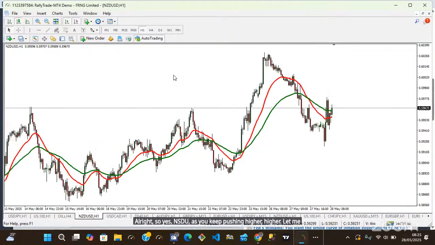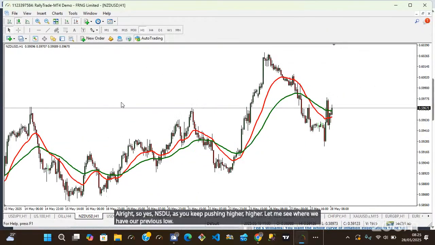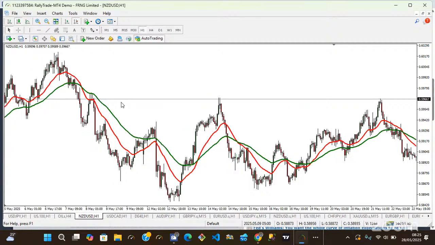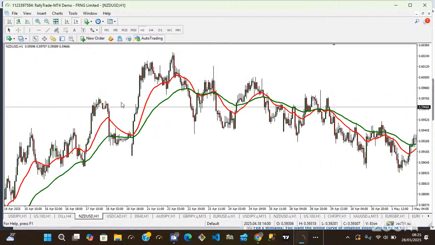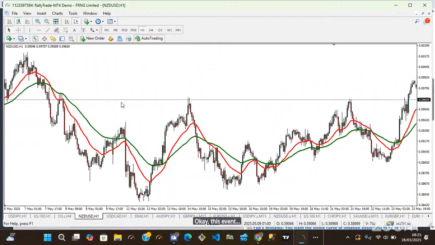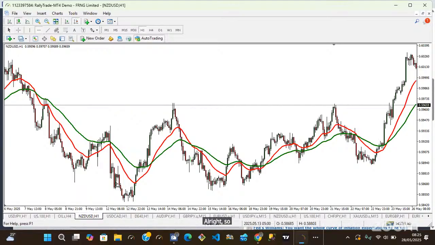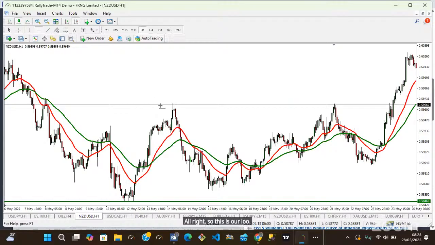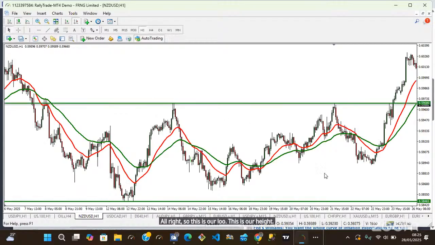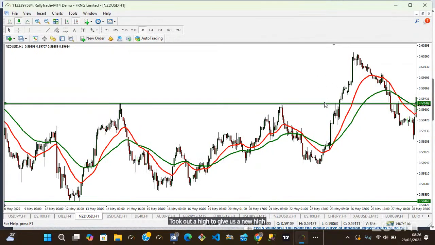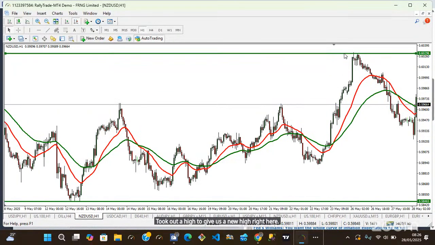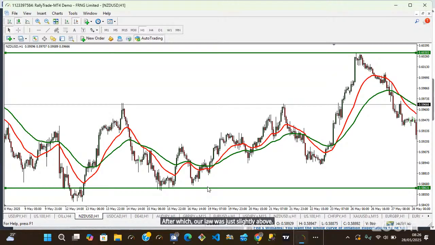Let me see where we had our previous low. Okay, this is the bend. All right. So this is our low. This is our high. High was tested again. After this retracement, came up, pushed higher, got to high, took out the high to give us a new high right here. After which our low was just slightly above here, around here.